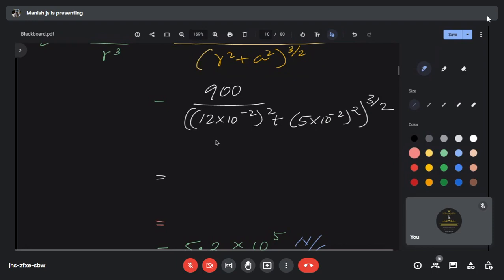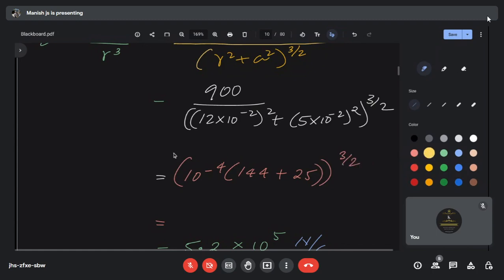10 to the power of minus 2, sir. Minus 2. 10 to the power of minus 4, you can take it as common out, right? Yes, sir. So 10 to the power of minus 4 we have taken outside, inside we have 12 square which is 144 plus 5 square which is 25. This is what we get, whole to the power 3 by 2.